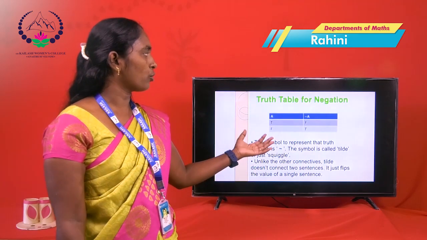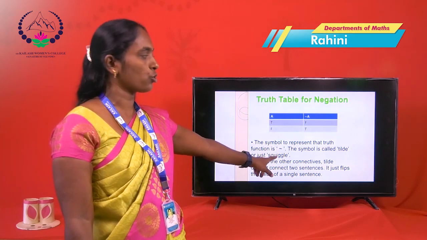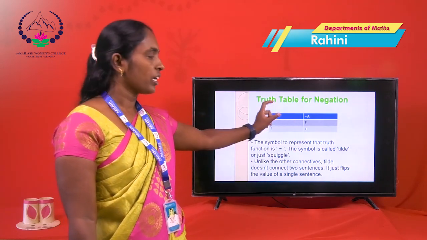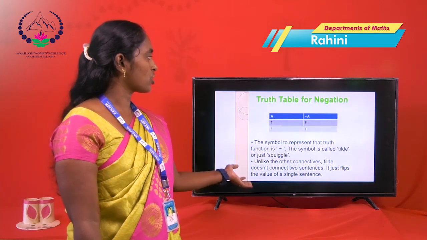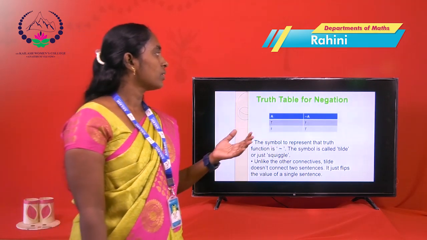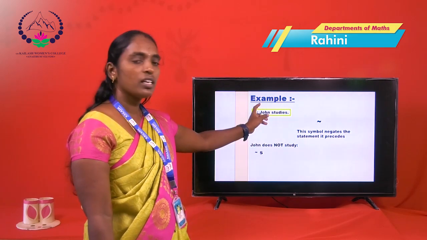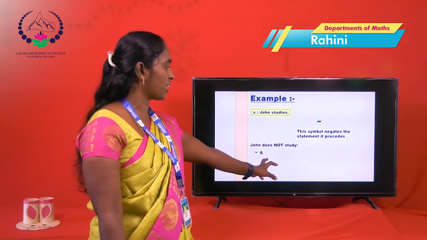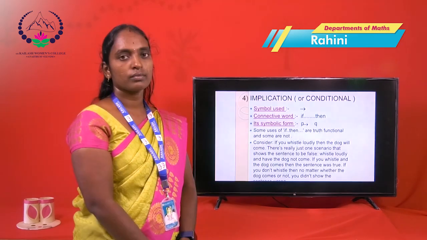Next is how to form a truth table for negation. If the truth value of A is true, then the negation of A is false. If the truth value of A is false, the negation of A is true. Next, I will give an example of negation. John studies. The negation: John does not study. So this is an example of negation.